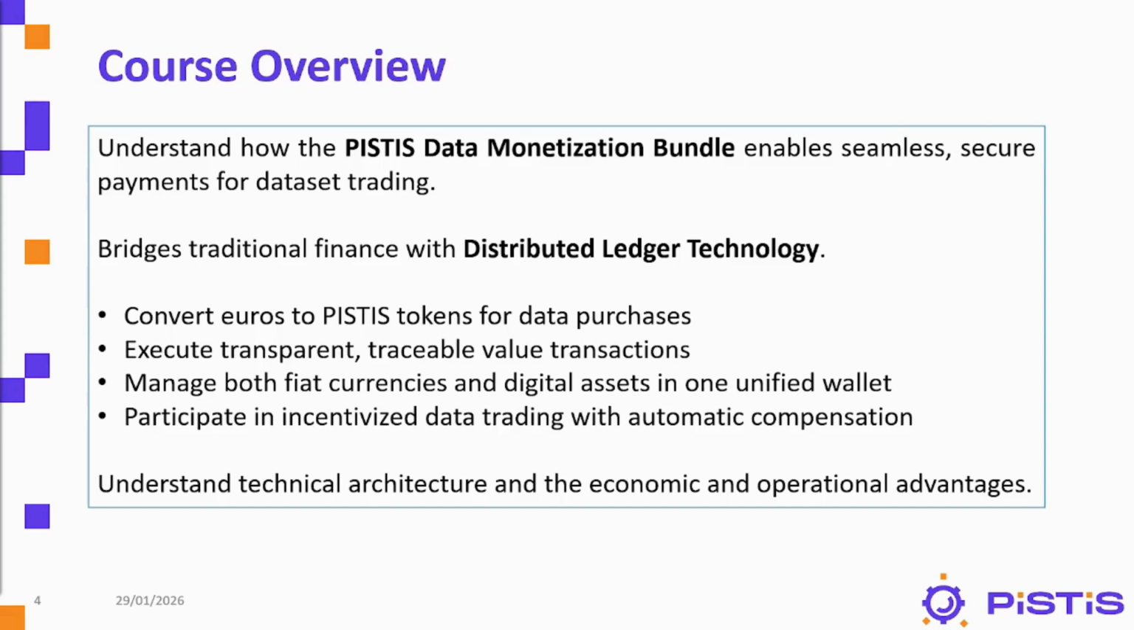Throughout this course, we will concentrate on how the PISTIS data monetization bundle enables seamless, secure payments for data trading. This component bridges traditional finance with distributed ledger technology, allowing users to convert euros to PISTIS tokens, execute transparent, traceable value transactions, manage both fiat currencies and digital assets in one unified wallet, and participate in incentivized data trading with automatic compensation. By the end of this course, you will understand not just the technical architecture, but the economic and operational advantages of combining DLT with traditional financial systems for data marketplaces.